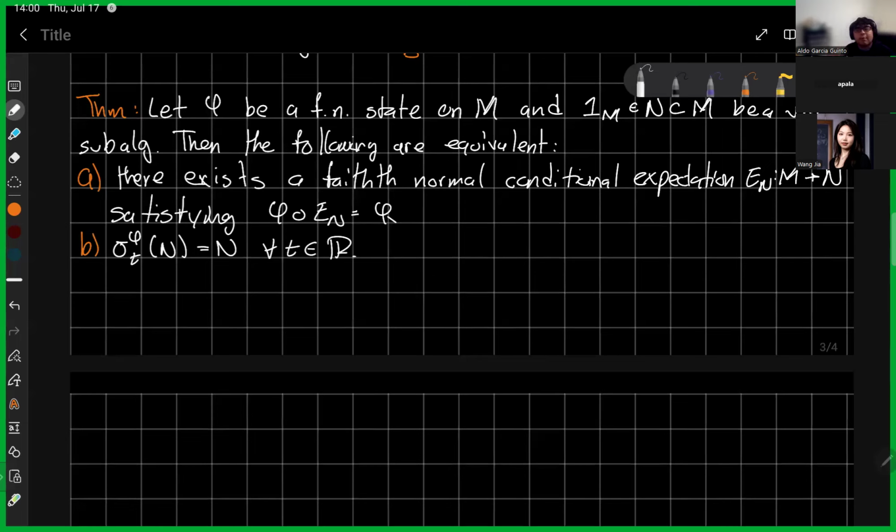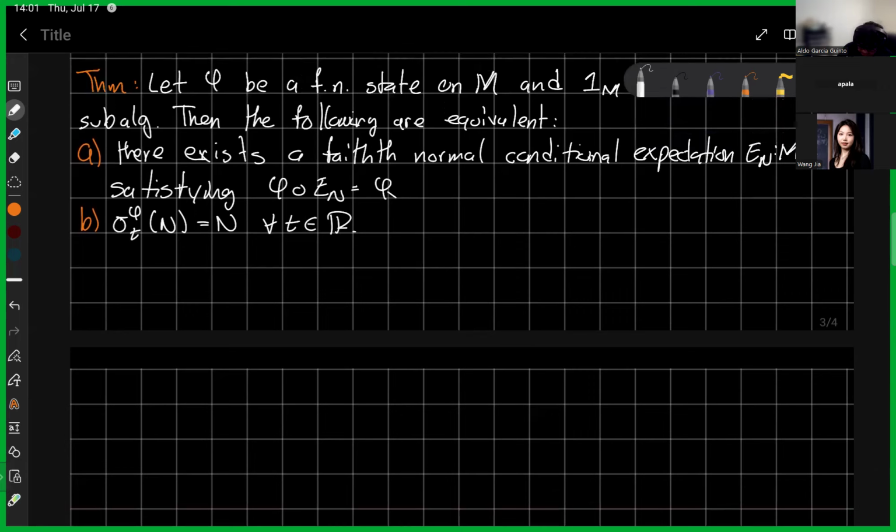So there needs to be some compatibility with the modular automorphism group. You can't just get it for free like we got it in the case of tracial von Neumann algebras. Right? And probably the question that comes up is, what happens if phi is tracial?